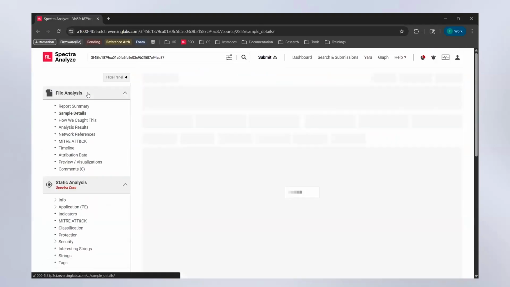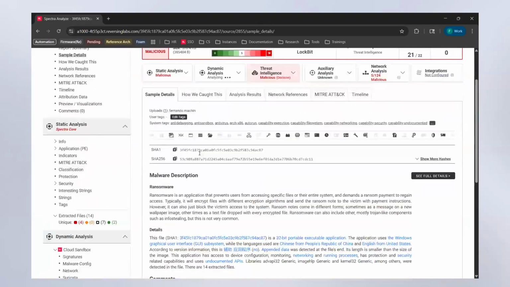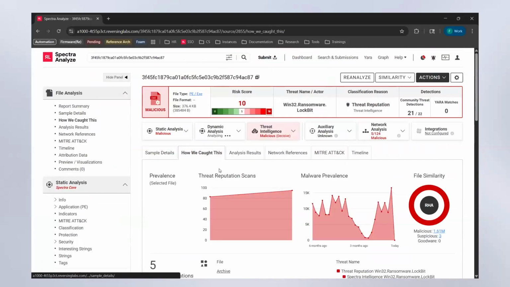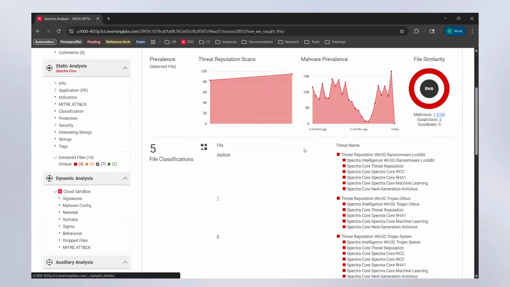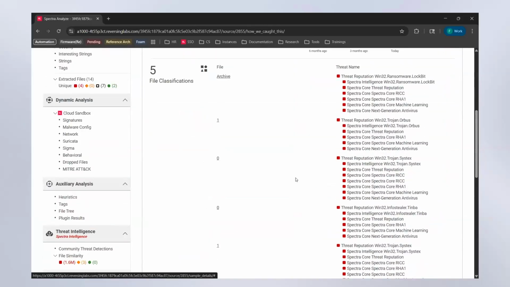From there, the sample details, we kind of break it down, right, on the file analysis side into even more detail, right? What is the malware description? What's the ransomware? What are the details associated with this individual sample? And how we caught this kind of goes into the mix of what are the specific classifications that led this to be caught. Essentially, we classified at the rate that it was.